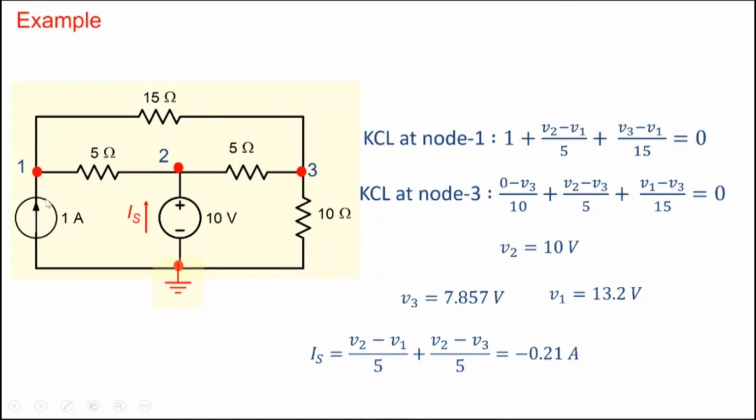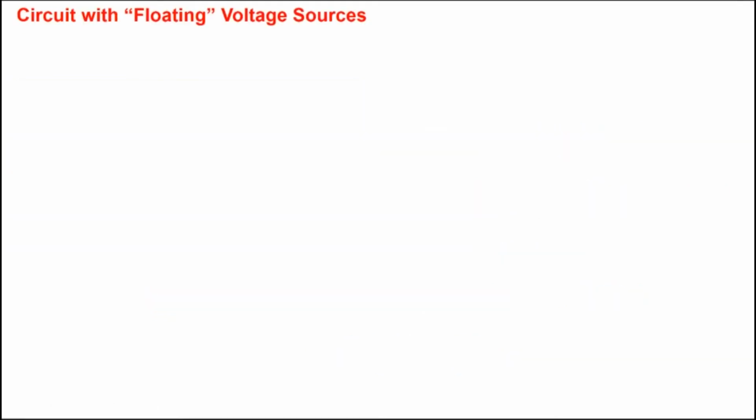So we see that given a circuit like this, we can apply the nodal analysis method to arrive at the answers that we are looking for. And so we have all the node voltages, and if you would like to know the current going through the 15 ohm, the 10 ohm, or the 5 ohm resistors, you can get all of that very easily once you have all these voltages.